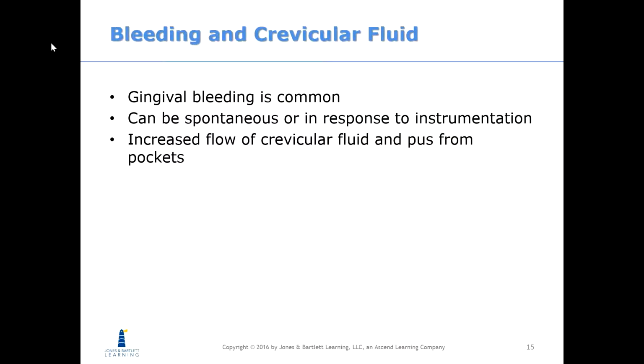Gingival bleeding and crevicular fluid. Gingival bleeding is common in periodontal disease. It can be spontaneous or in response to instrumentation. And increased flow of crevicular fluid and pus from pockets is something that we will see in periodontitis. I've spoken to you a couple of times about how I treat for certain. Whenever I have had a patient who has pus coming out of a periodontal pocket, I really am super extra diligent about making sure that I clean that area out very thoroughly.